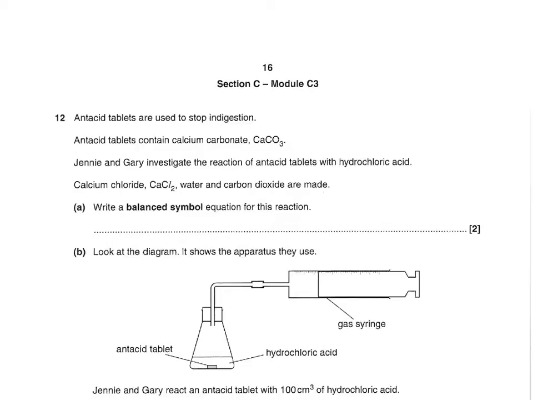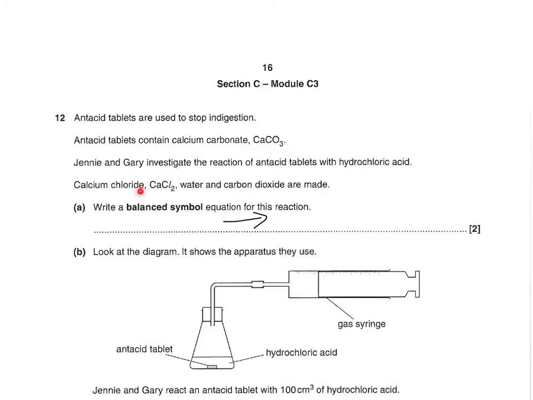So next section is the chemistry section. It says, antacid tablets are used to stop indigestion. Antacid tablets contain calcium carbonate, CaCO3, and it says Jenny and Gary investigate the reaction of antacid tablets with hydrochloric acid. Calcium chloride, water and carbon dioxide are made, and write a balanced symbol equation. So, with equations, always start with your arrow in the middle, and you've got to write the products of what is made on the right-hand side.